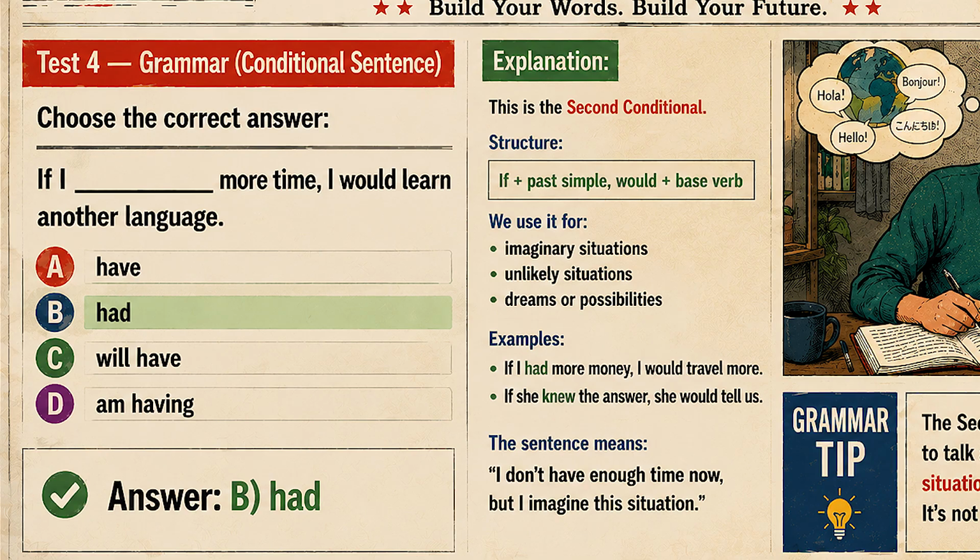Final point, the second conditional structure is this: if plus past simple, would plus base verb. You usually use the second conditional for imaginary situations, unlikely possibilities, or dreams. So the correct answer is, if I had more time, I would learn another language. Let's move on.